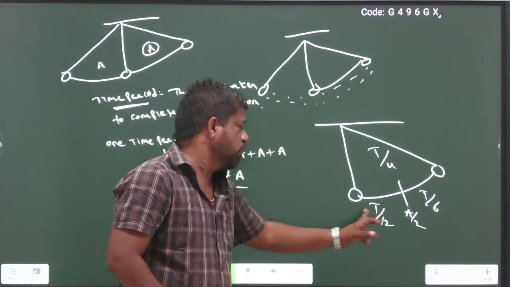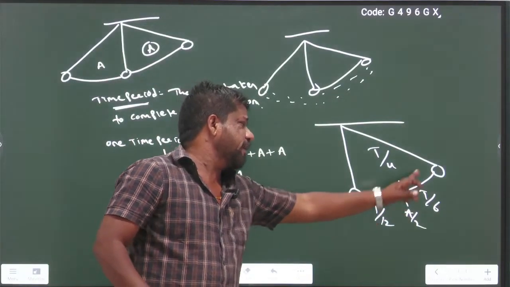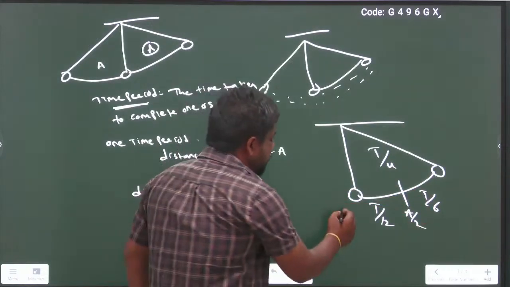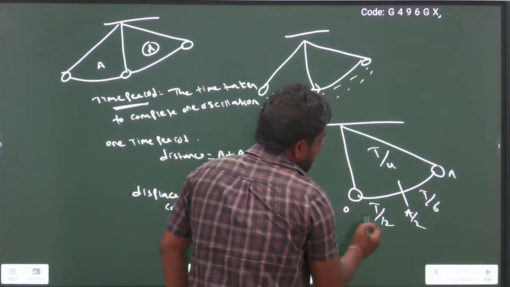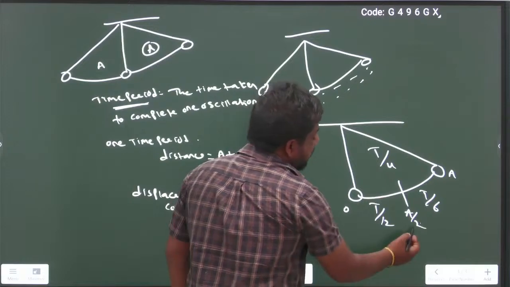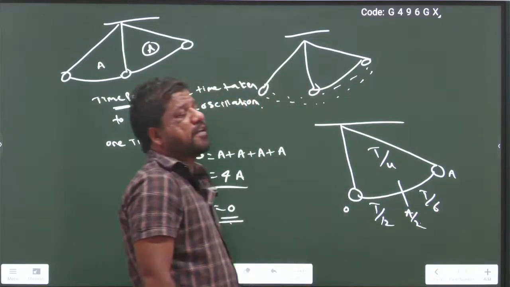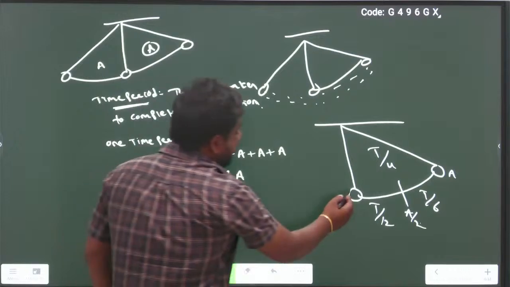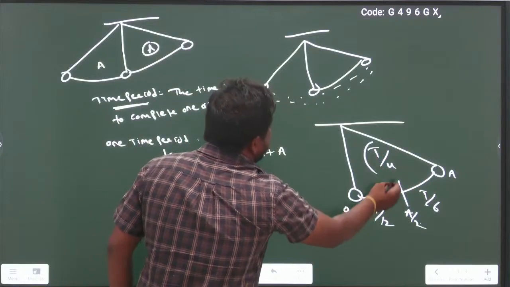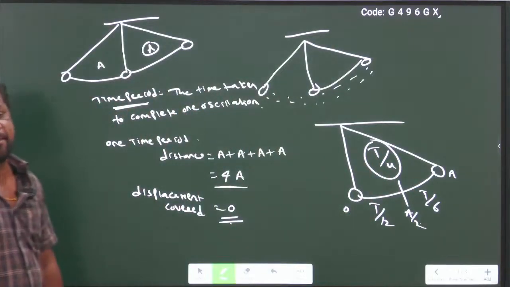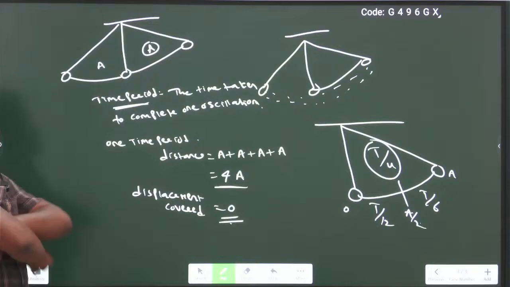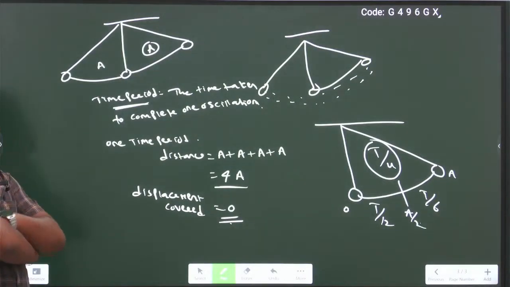From 0 to A by 2, the time is what? T by 12. From A by 2 to the extreme position, it is origin O, extreme position A. 0 to A by 2, T by 12. A by 2 to A, the time period is what? T by 6. From here to here, mean to extreme position, the time period is T by 4. Okay, this is called SHM, simple harmonic motion. Example is simple pendulum.